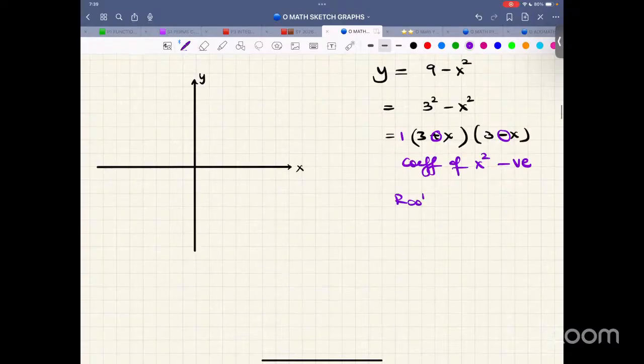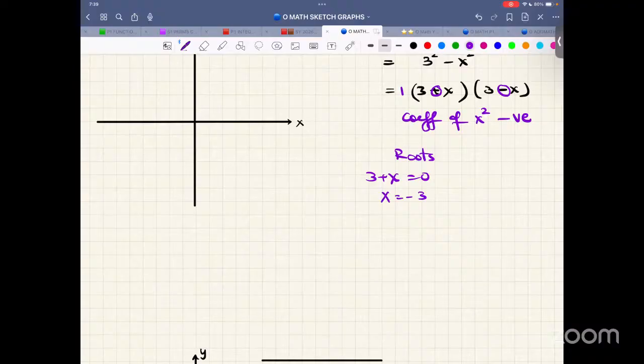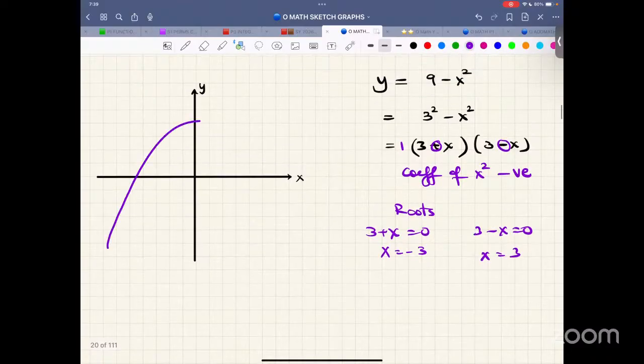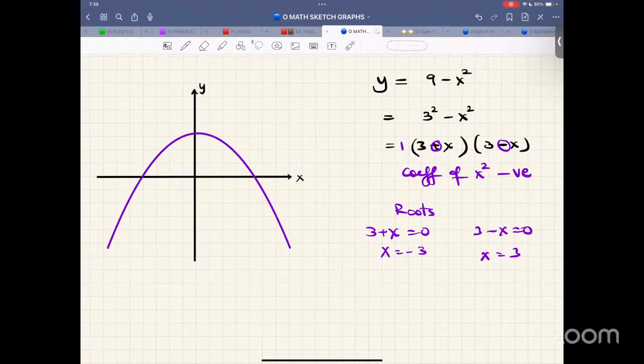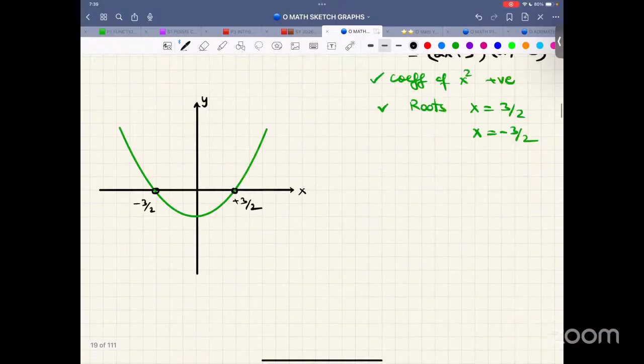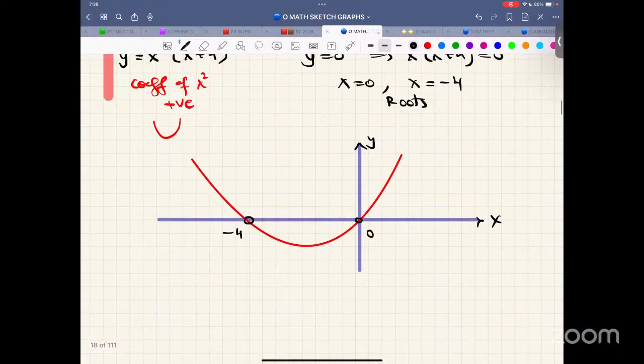And when we talk about the roots, 3 plus x equals 0, x is negative 3. 3 minus x equals 0, x is 3. So now draw it upside down like this and just shift it a bit, something like this. And therefore, this is negative 3. This is positive 3. So these are all the examples of the factorized form.